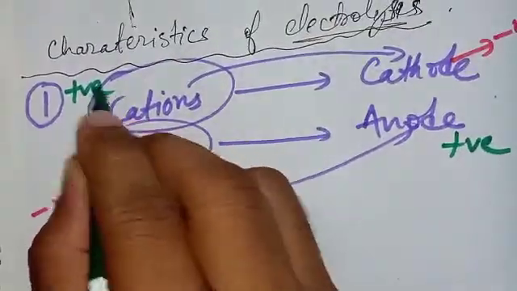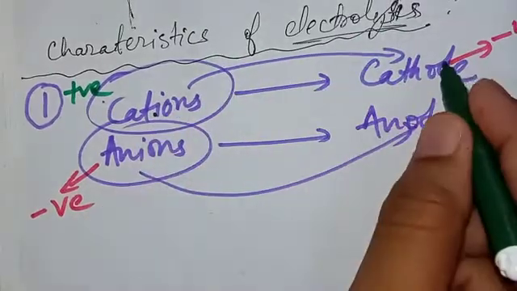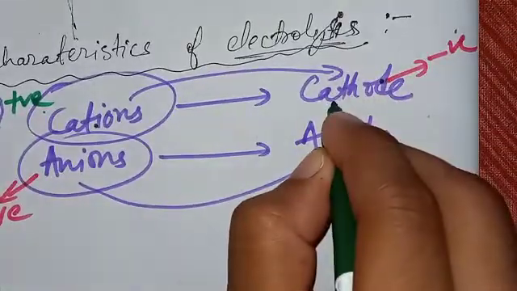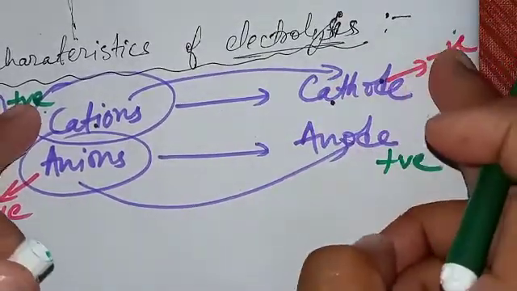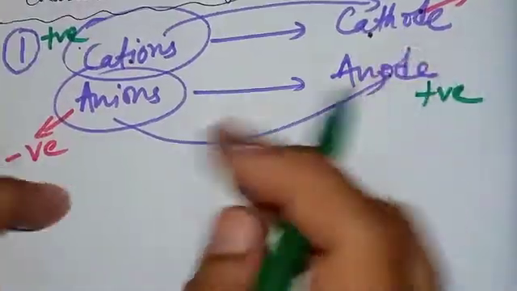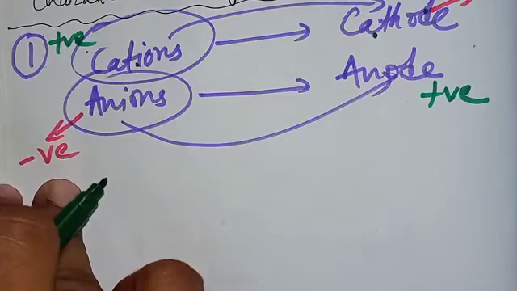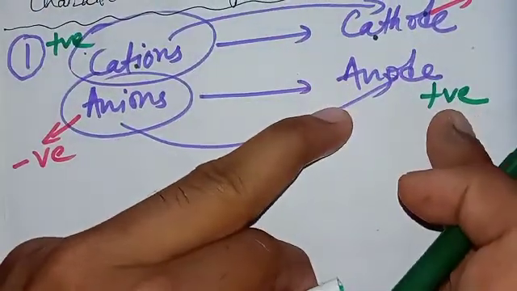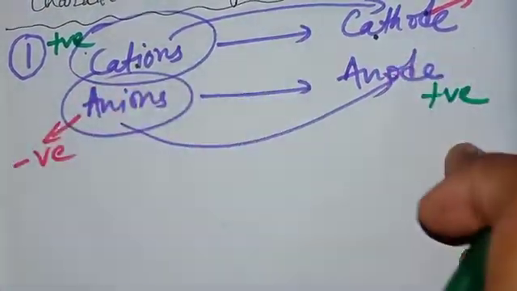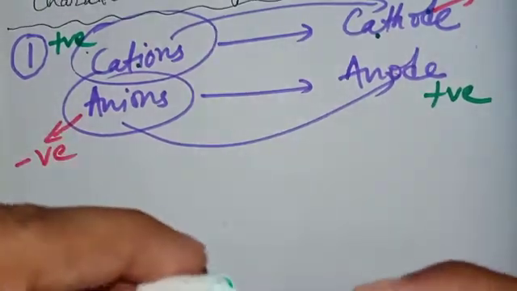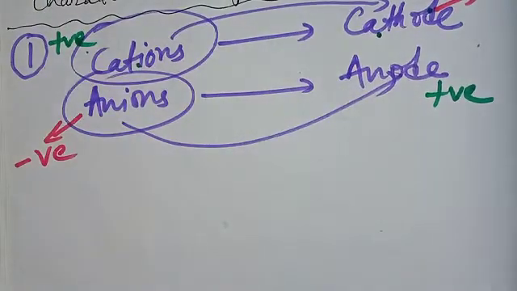So cations are positively charged ions, they move towards the cathode, which is the negatively charged electrode, and you know opposite charges attract each other. Anions are the negatively charged particles, and they move towards the positively charged electrode. Opposite charges attract each other. This is the first characteristic of electrolysis.